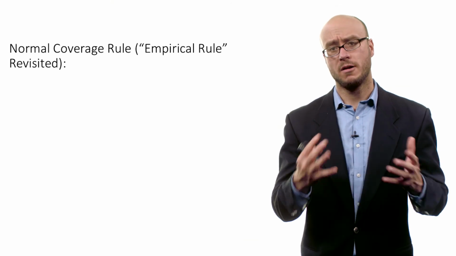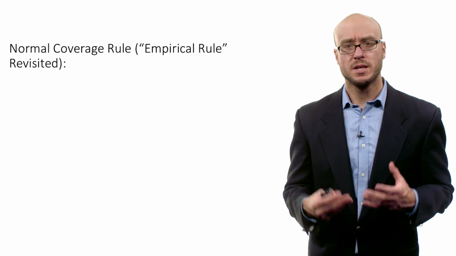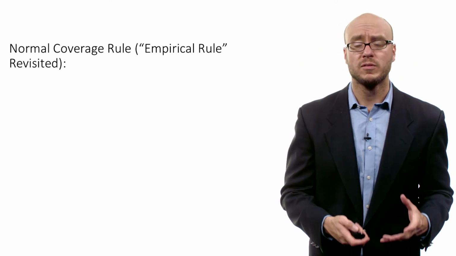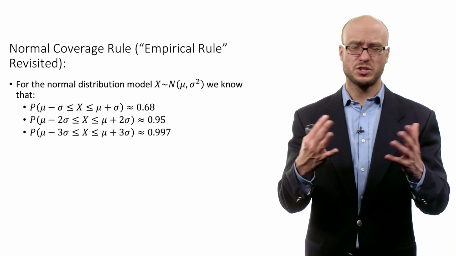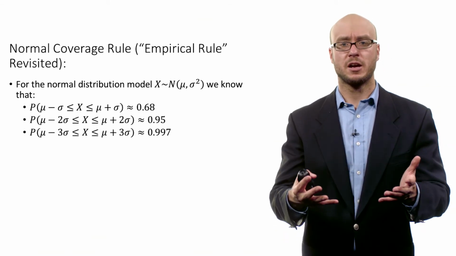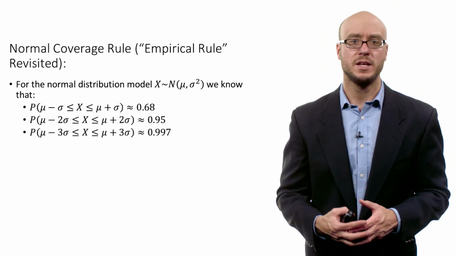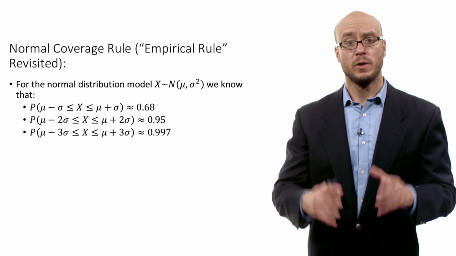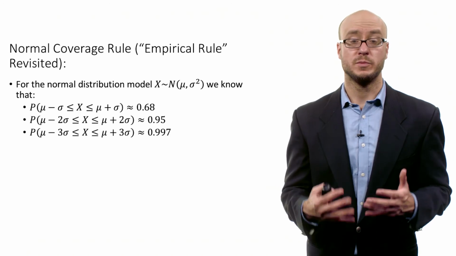Now the last point when we talk about working with z-scores and the standard normal distribution is something called the normal coverage rule. This is just the empirical rule in a more formal fashion. We're just revisiting the empirical rule. If you recall, the empirical rule said if a distribution of data is roughly mound-shaped and symmetric, then we can make these characterizations that roughly 95% of the observations are within 2 standard deviations of the mean, and 68% of the observations are roughly within 1 standard deviation of the mean. Well, we can also use that characterization with the normal distribution model.